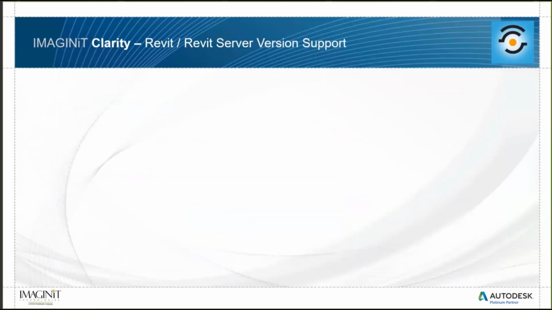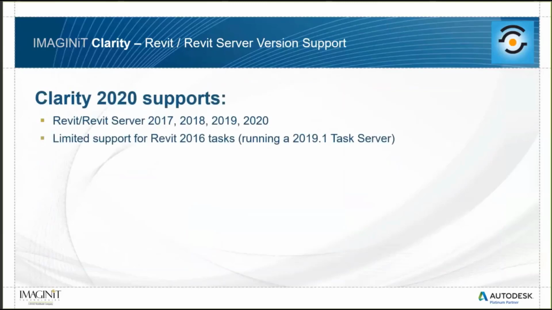So when we look at versions that Clarity supports, it basically supports all the currently supported versions of Revit. So you can have 17, 18, 19, and 20 all simultaneously within your organization, and Clarity will work with all of those. And we do have some limited support for 2009 and 2016 projects. We'll be using a 2019 server to basically open and upgrade your projects temporarily and still run tasks on them.